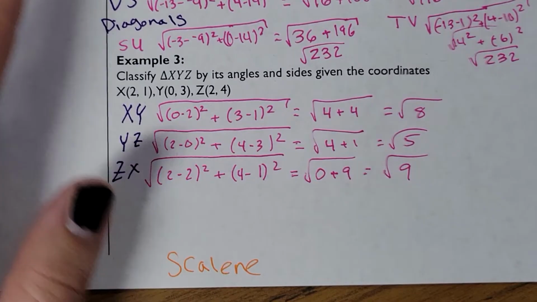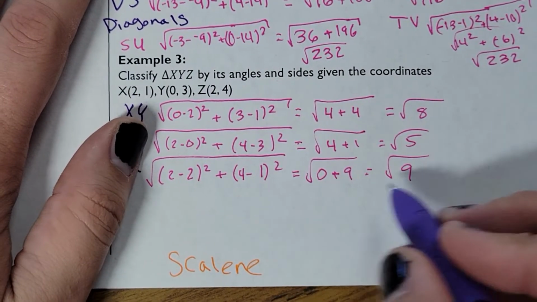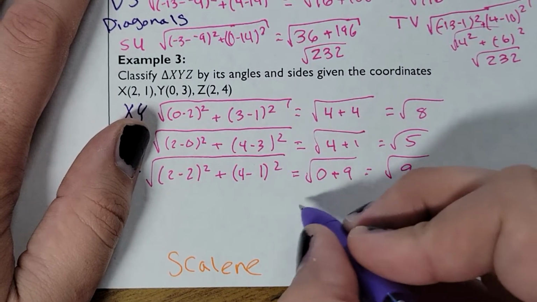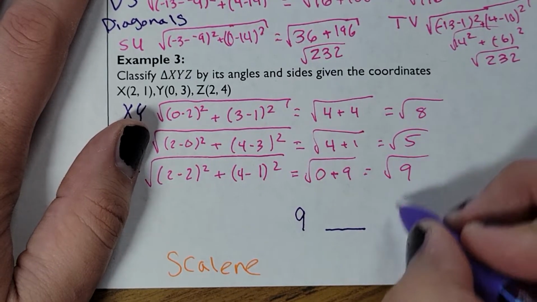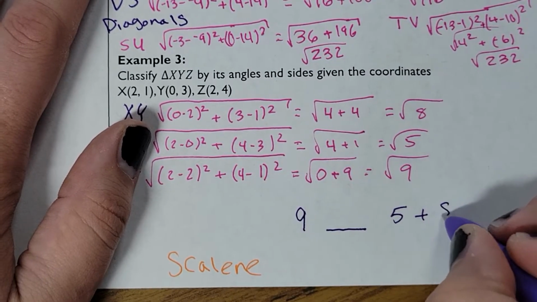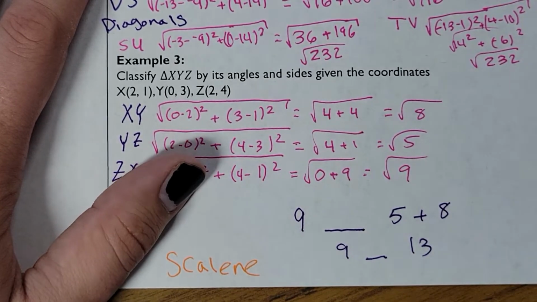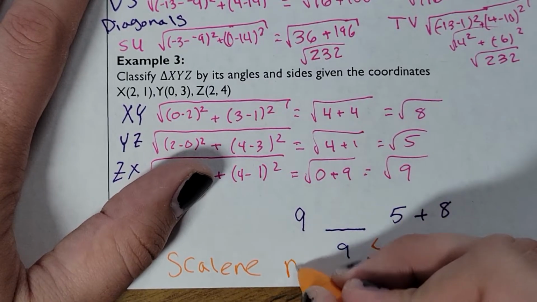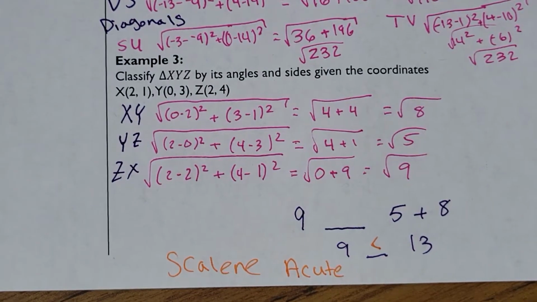So I'm going to set up my little Pythagorean inequality. So c squared goes on the left. C has to be the biggest one. It's going to be 9. So square root of 9 squared is 9, is blank, to a squared, square root of 5 squared, which is 5, plus b squared, square root of 8 squared is 8. So when I work this out, I get 9 is blank to 13. And I know that 9 is definitely less than 13. So just like example 1, this is a scalene acute triangle because it's a less than sign there.